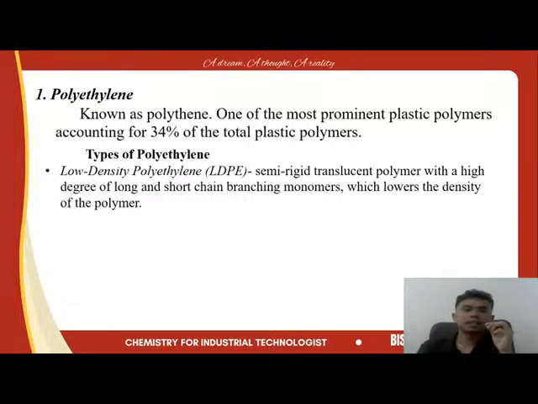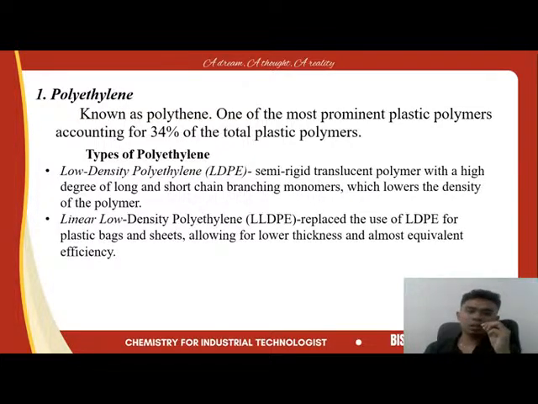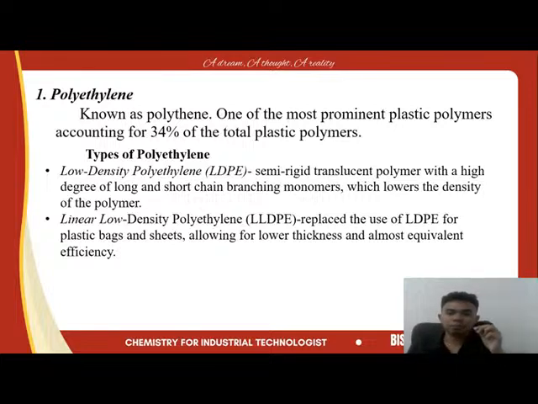Next, we have also linear low density polyethylene or LLDPE. The LLDPE replaced the use of LDPE for plastic bags and sheets, allowing for lower thickness and almost equivalent efficacy. Other items made of LLDPE include transparent films, scratch packaging, bags, toys, lids, caps, pipes, cables, and many flexible tubing.